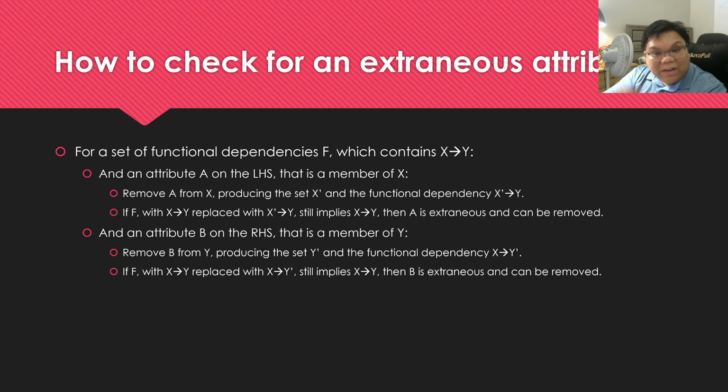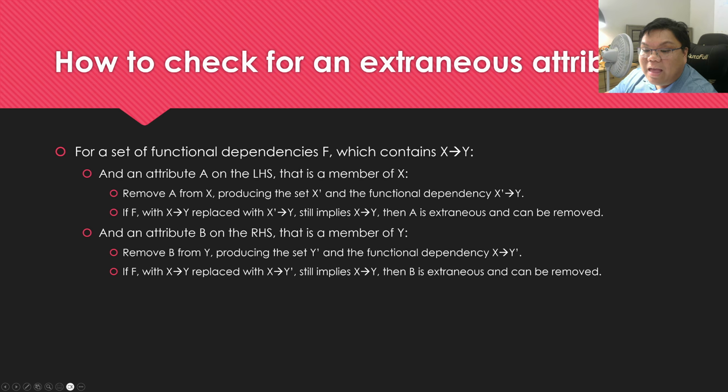There's a similar rule, as I said, for if the extraneous attribute is on the right-hand side. So, for a set of functional dependencies F, which contains the functional dependency X determines Y, and an attribute B on the right-hand side that is a member of Y, remove B from Y to produce the set Y prime, and the functional dependency X determines Y prime. If F with X determines Y replaced with X determines Y prime still implies X determines Y, then B is extraneous and can be removed.